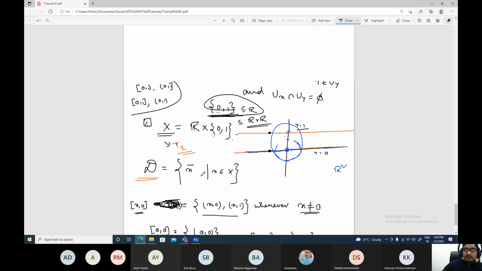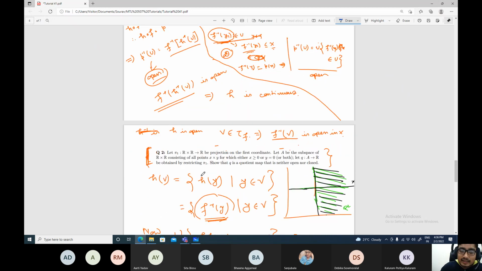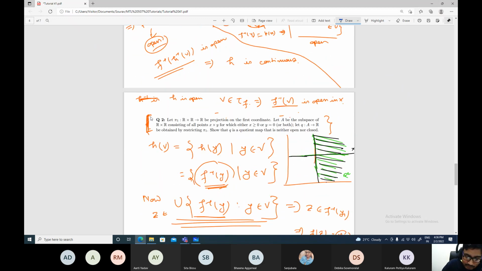Okay, so that is for the day. But please try to solve this problem. You may face this kind of problem in your exam. Also, maybe I will give you some map and ask you to verify whether it's a quotient topology or whether it's a quotient map, or whether it is open or closed, and all those.